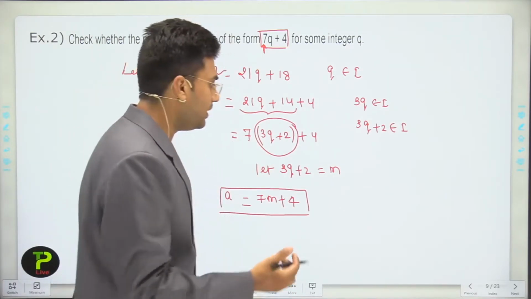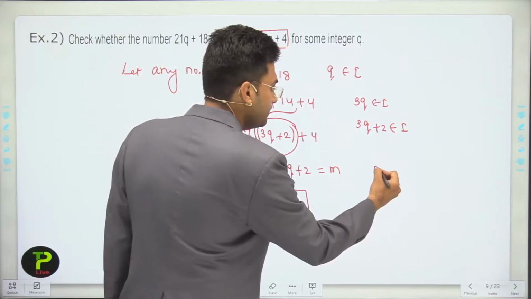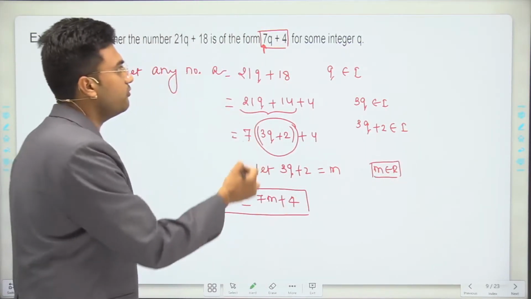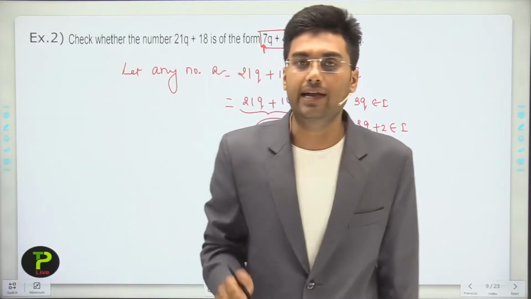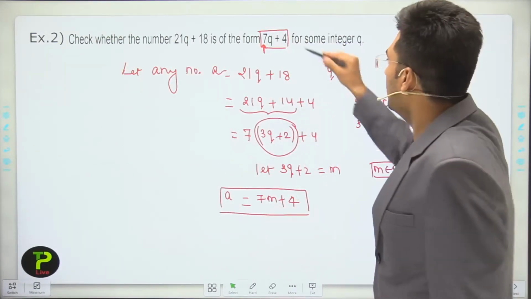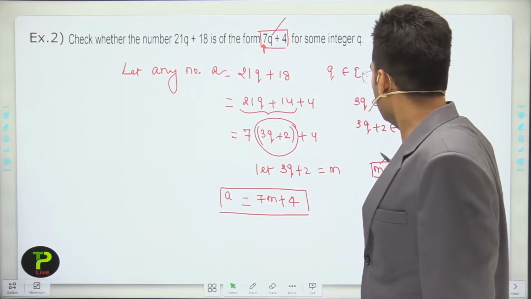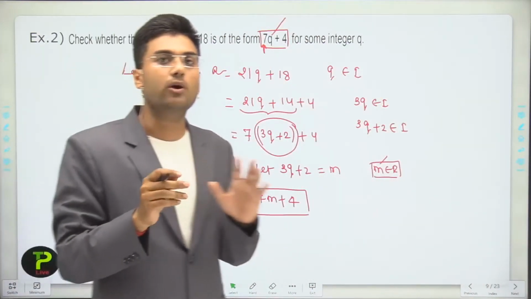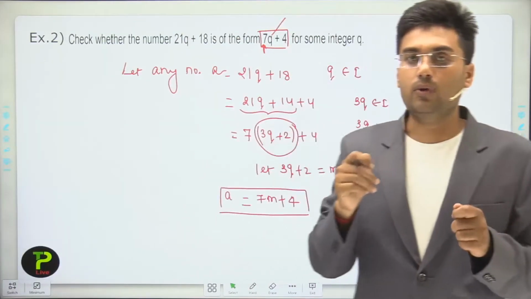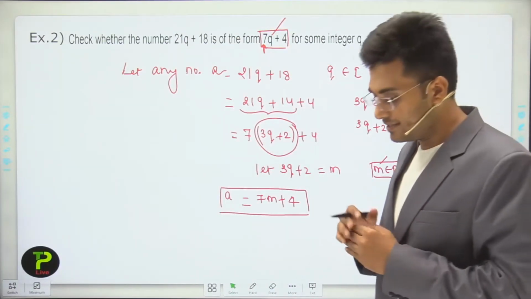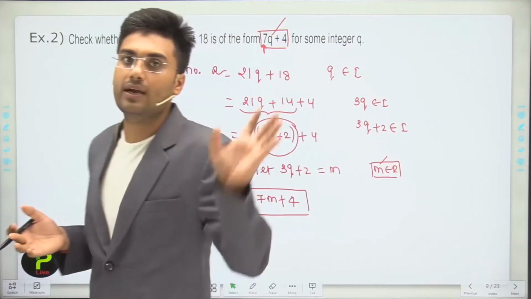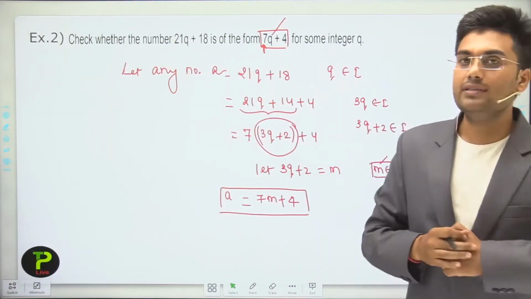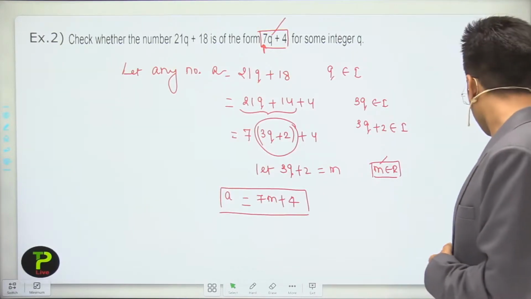Here m is nothing but an integer. So we can say that this number can be written in the form of 7q plus 4. It doesn't matter that there is q and there is m. Q and m both are any integer. We don't know about the value of q and m, so it doesn't matter. So after this example, let's move to the next.